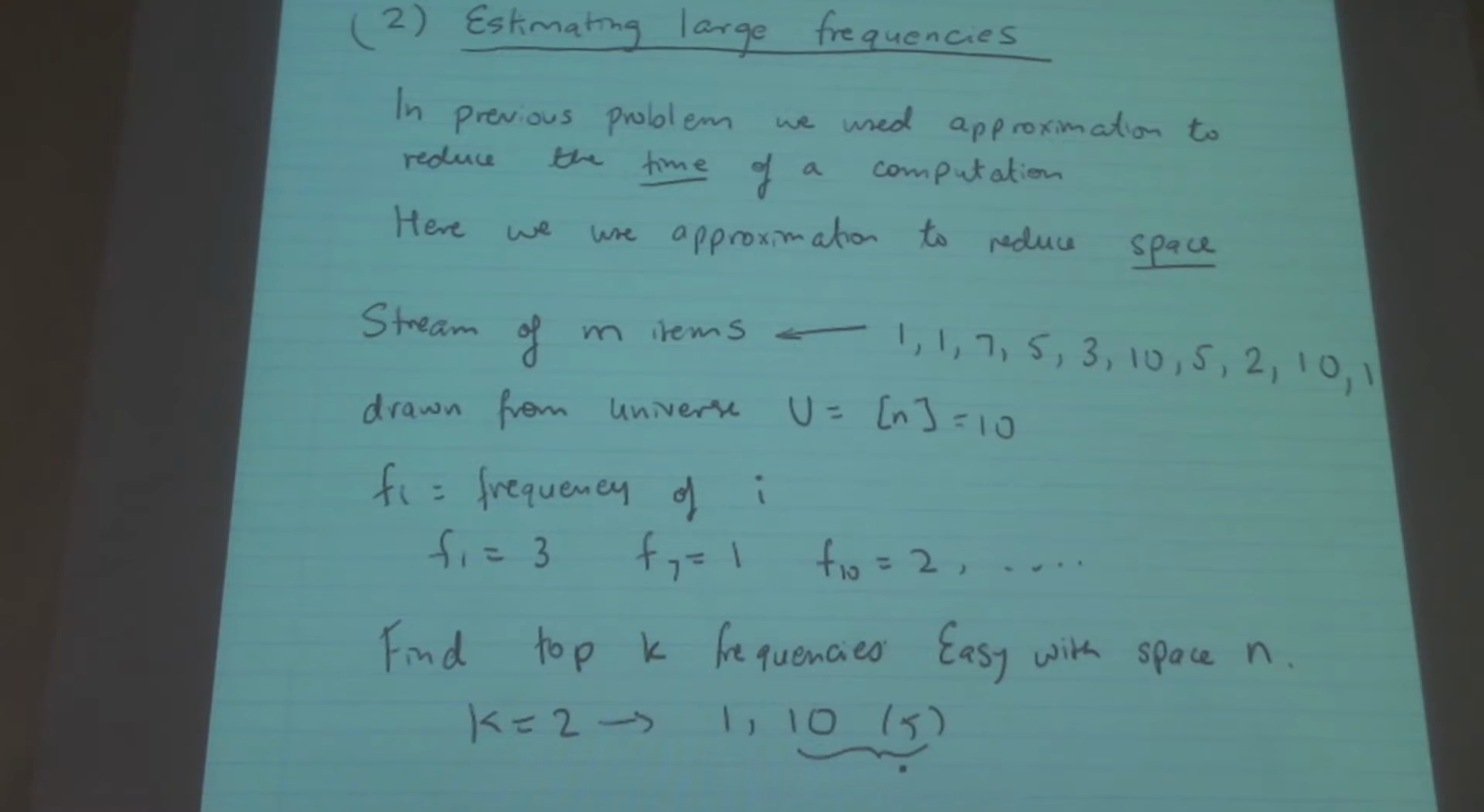Okay. Problem clear? It's trivial to see that if you have n space, you can do this. Just maintain the buckets. Count them. But I don't want to use n space. I want to use much less than n space.